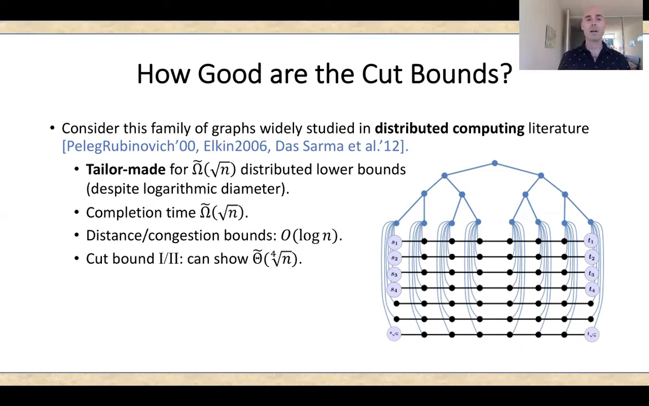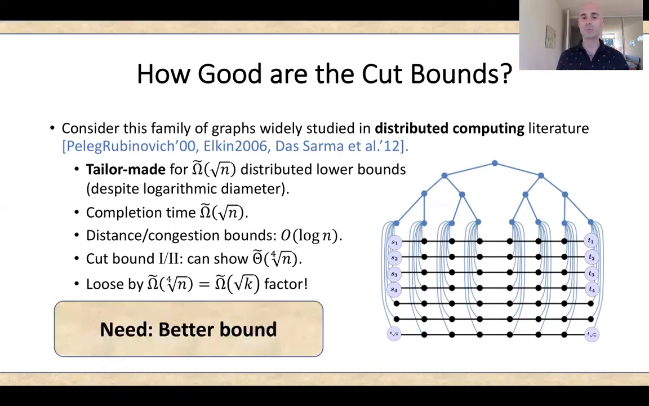On the other hand, our cut bound number 1 can be used to show a 4th root of n lower bound, so exponentially better than the naive warm-up bounds. Unfortunately, this is still polynomially far from the right answer. And since we're interested in giving polylogarithmic upper and lower bounds on the completion time coding gap, we need to have much tighter bounds on the completion time for every instance. So what we need here is a better bound still.